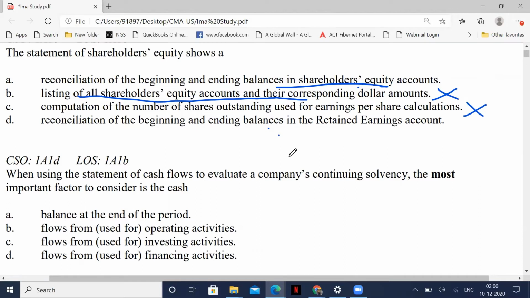Then reconciliation of the beginning and ending balances in the retained earnings account. So it's not just the retained earnings account. Retained earnings will be part of the shareholders' equity. So the answer is A.